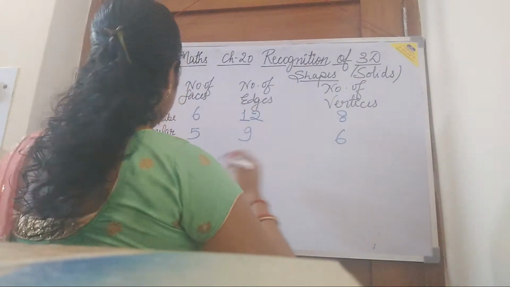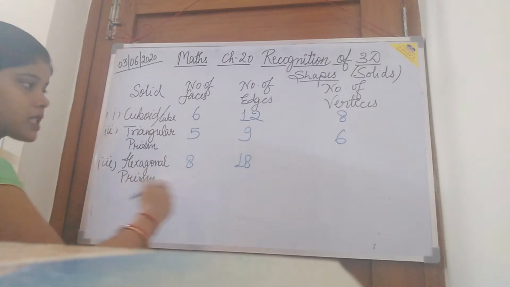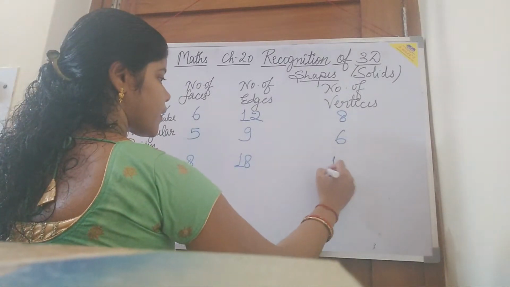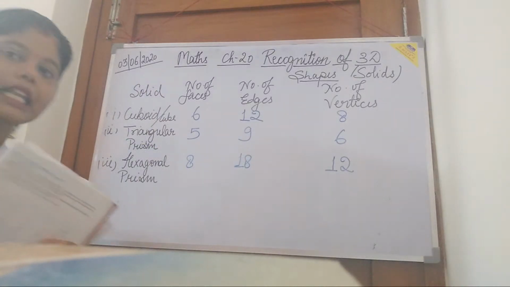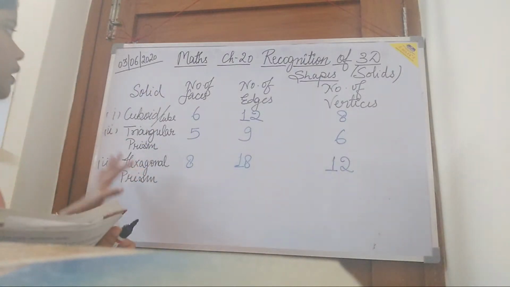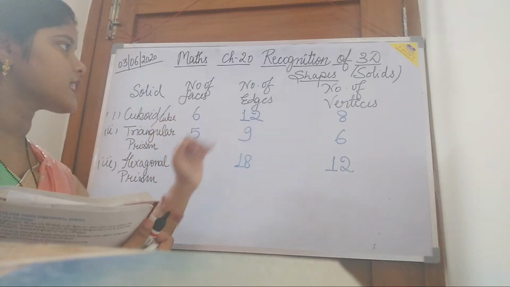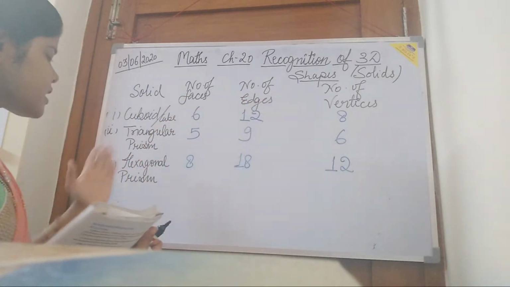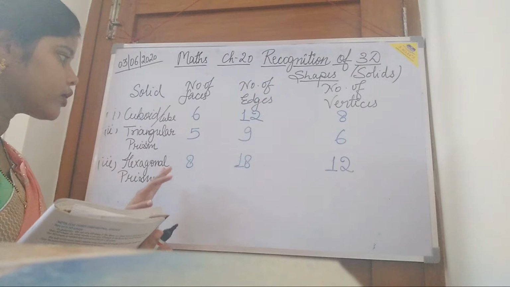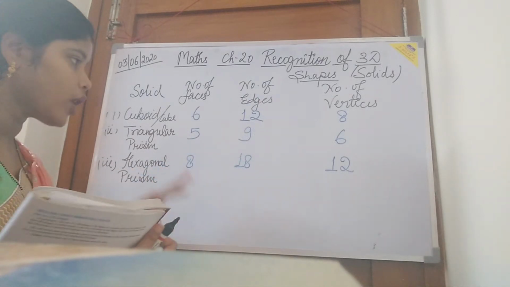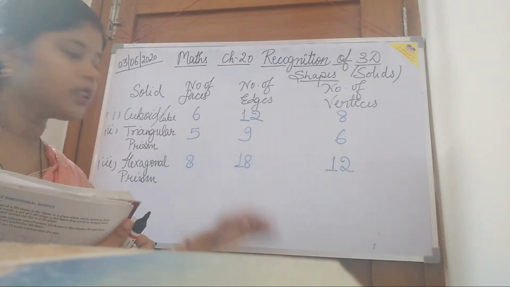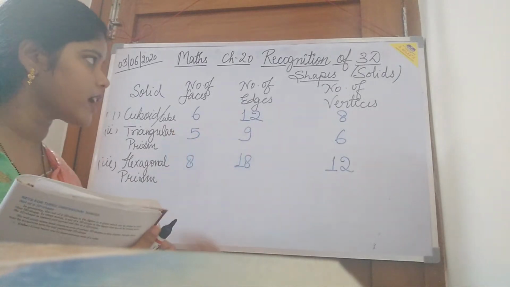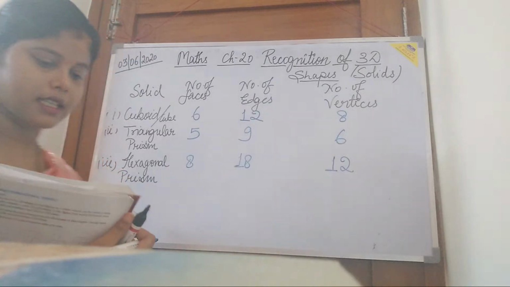So the number of vertices a hexagonal prism has is 12. So this is how you have to fill it, and in the exam it will come like this: write the number of faces, edges and vertices of a given hexagonal prism. So there you have to just recall it, or if you have a problem then draw a rough figure, and then count the number of faces, number of edges and number of vertices.